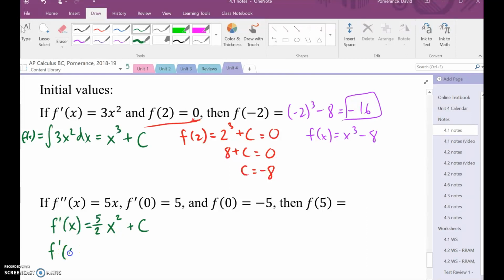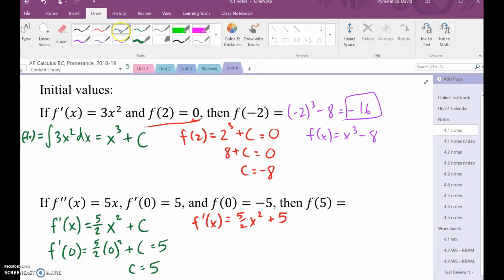We're told that f prime of 0 equals 5, but we also know that f prime of 0 equals 5 halves times 0 squared plus c. So if we set those two equal to each other, we can see pretty clearly that c equals 5. So that tells us that f prime of x equals 5 halves x squared plus c, which is 5. And if we know what f prime of x is, we should be able to take the antiderivative and find what f of x is.